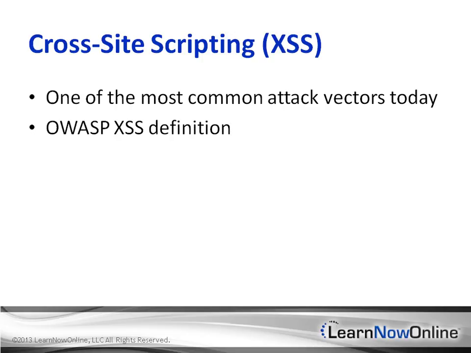OWASP has a cross-site scripting definition. Quote, cross-site scripting flaws occur whenever an application takes untrusted data and sends it to a web browser without proper validation and escaping. Cross-site scripting allows attackers to execute scripts in the victim's browser, which can hijack user sessions, deface websites, or redirect the user to malicious sites. End quote. This is a serious, non-theoretical vulnerability that's all too common on websites.